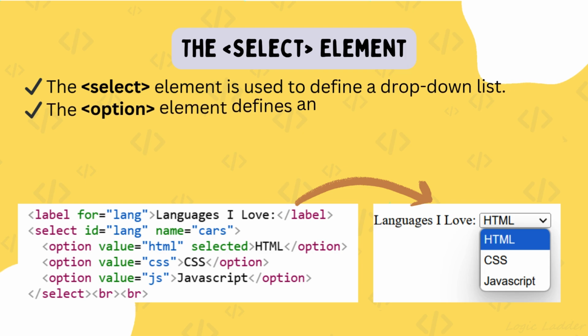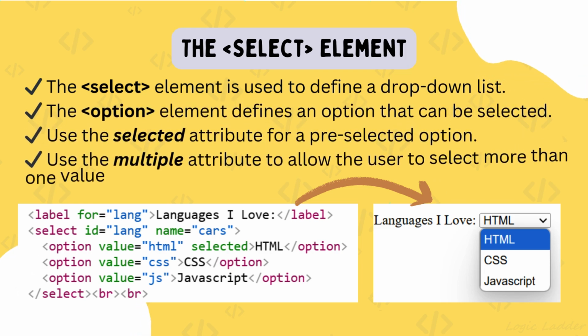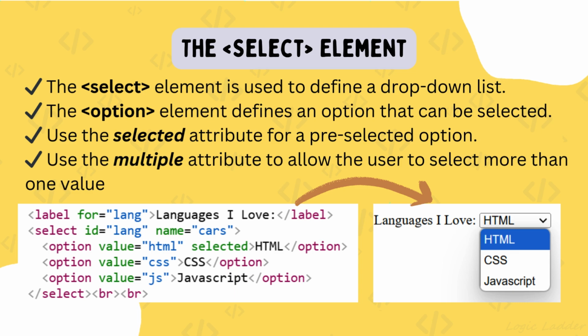Just like radio buttons and checkboxes, we can also use a drop-down menu to let users select options. The select tag creates a drop-down list. Each option inside the drop-down is defined using the option tag. You can add the multiple attribute to allow users to select more than one option, just like checkboxes.